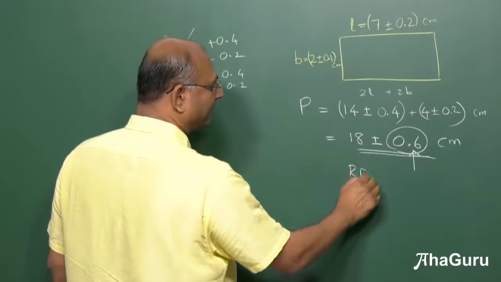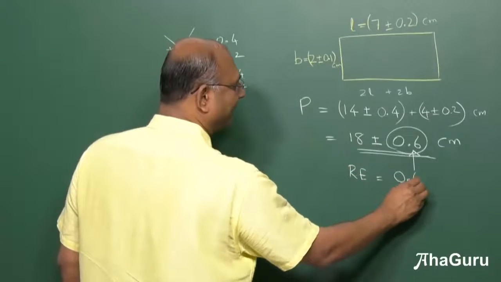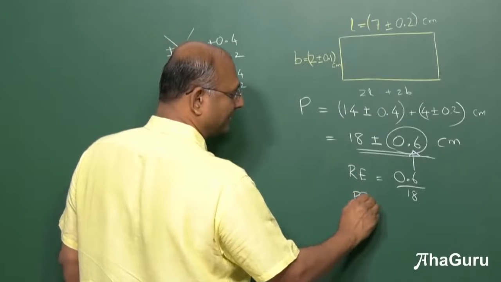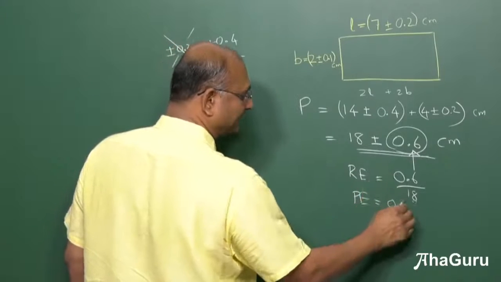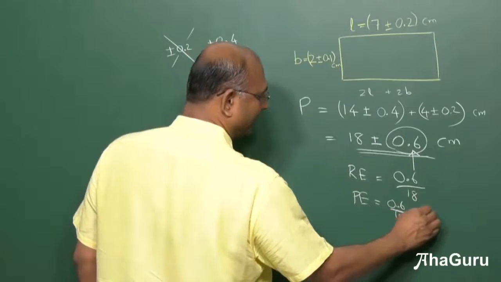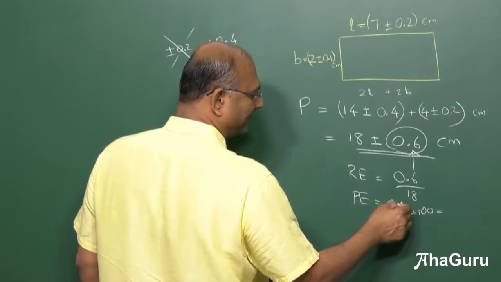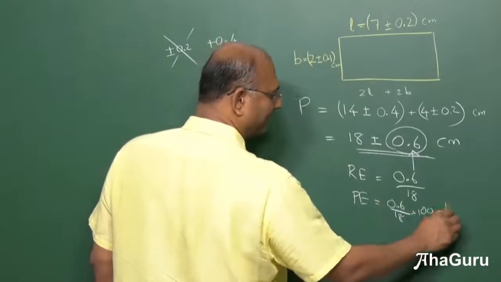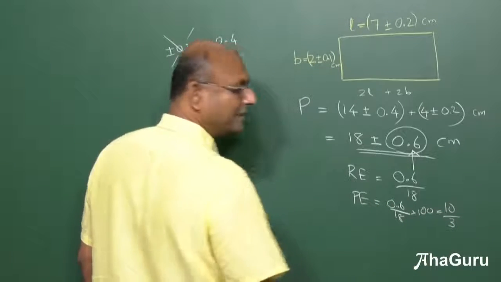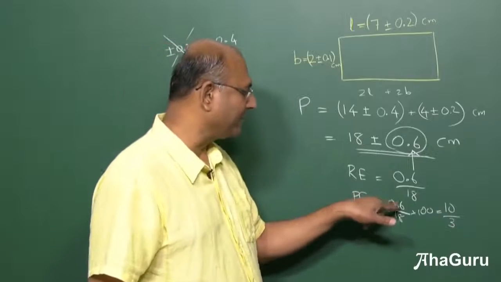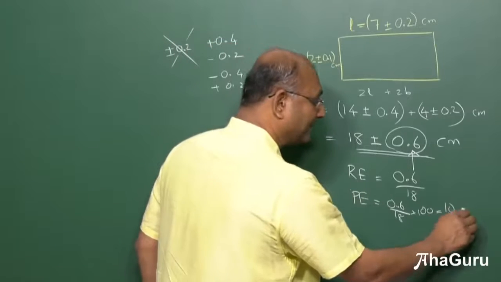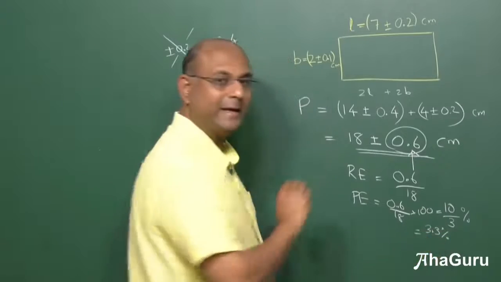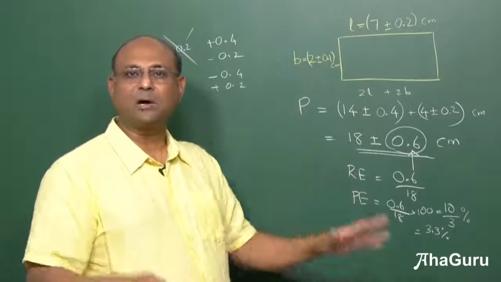The relative error of the perimeter would be 0.6 by 18. And the percentage error would be how much? This into 100. So 0.6 by 18 into 100. We can do this calculation later, but if you want to, you can say that this is 60 by 18. So that is going to be 10 divided by 3, right? Because if you cancel that out, this is going to be giving you 3. So 10 by 3%, 3.33% error. Okay, so usually with error we generally stop with 1 or 2 decimal places.